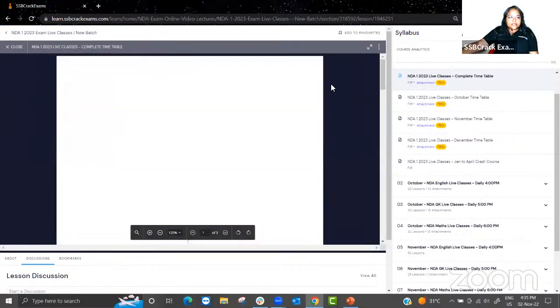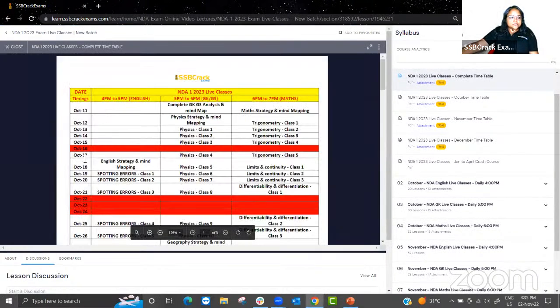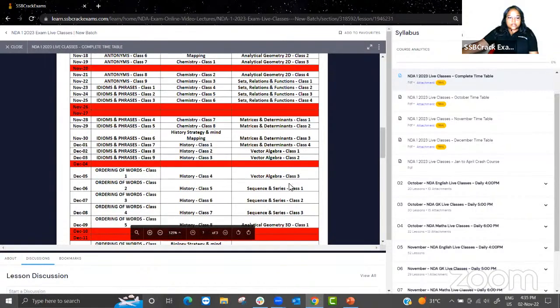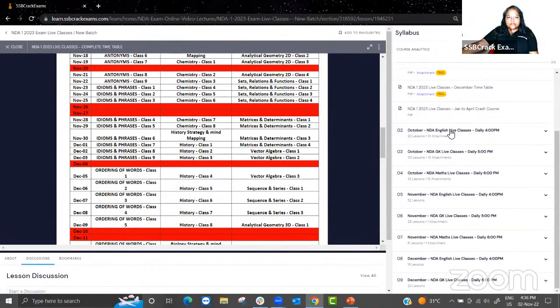So you'll find the entire timetable here along with the dates and the timings of each and every class, and on which dates and time you will find which topic's class. You can mark that. Okay, that will come very handy to you. On the right hand side of the list, if you scroll down, you will find all the classes and the recorded classes as well.